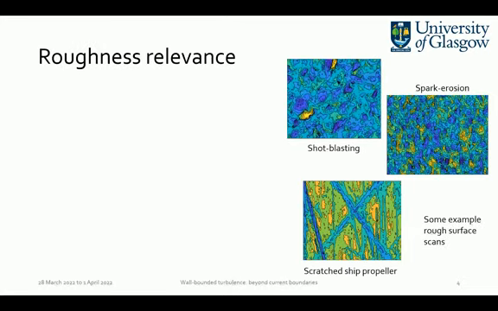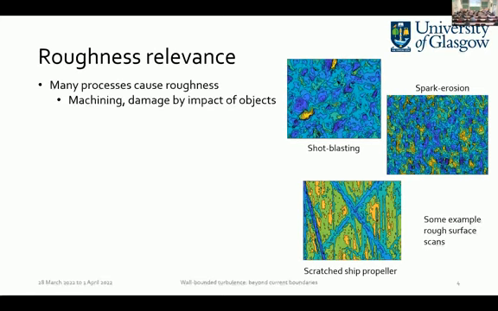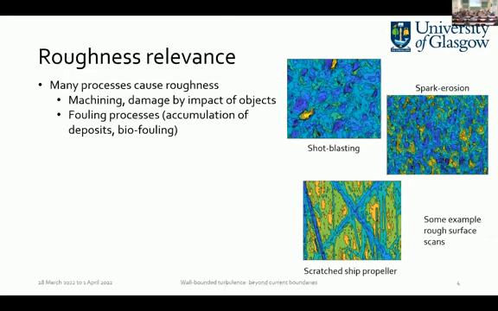Roughness is of high practical relevance, and this is because there are so many processes that can cause roughness. For example, many machining processes leave behind some traces of roughness. There are many fouling processes which cause roughness, so accumulation of deposits on the surface, and also processes like corrosion. And of course, roughness may also be a result of deliberate human intervention.